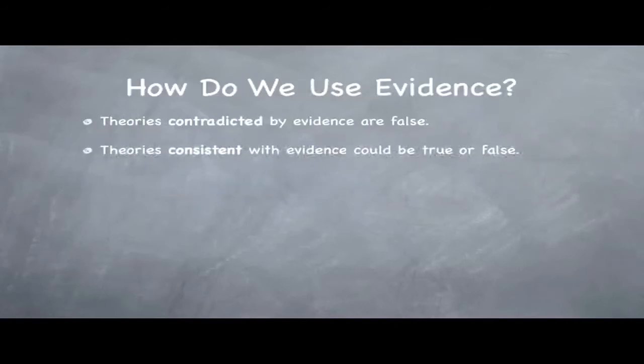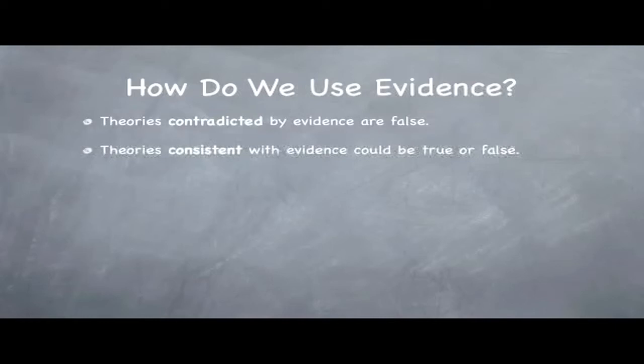So how do we use evidence? The point is to help us figure stuff out, and we need to know specifically how to do that. The basic answer is, if an idea is contradicted by the evidence, then it's wrong. So it helps us rule out bad ideas.